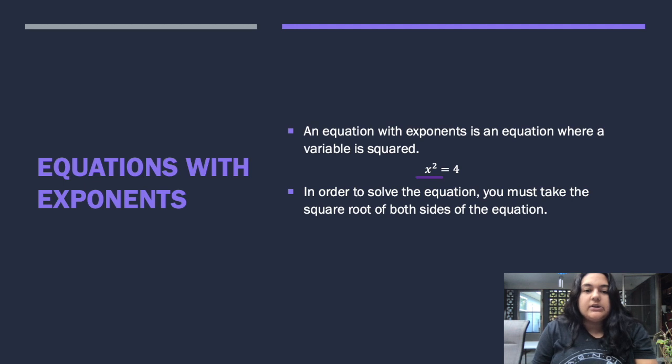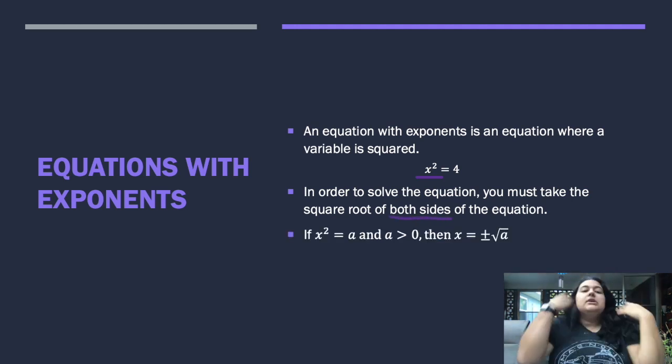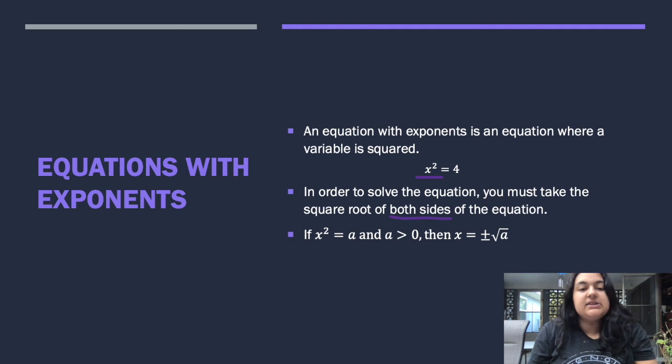Okay, in order to solve the equation, you must take the square root of both sides of the equation. So just like our last lesson where we had to square both sides of the equation, we have to take the square root of both sides of the equation. Emphasis on the both sides. So if x squared is equal to a and a is greater than 0, then x is equal to plus or minus the square root of a.